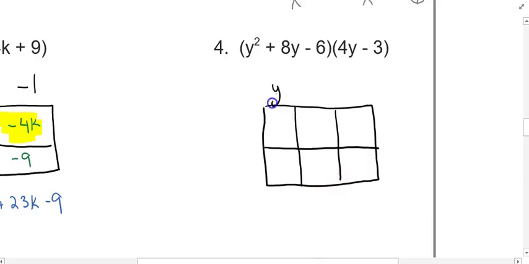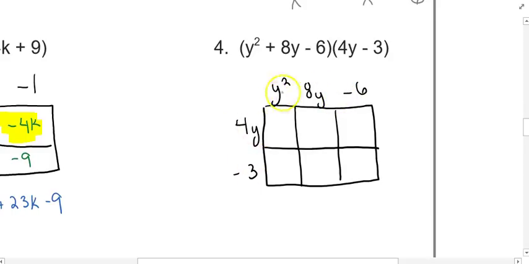Okay, so I'm going to put my y squared, my 8y, and my minus 6, and then my 4y and my negative 3. So I do it the exact same way, except this one has 3 terms, so I need to have 3 columns. You could have also had 3 rows and 2 columns. Okay, it doesn't matter which way you want to do it.